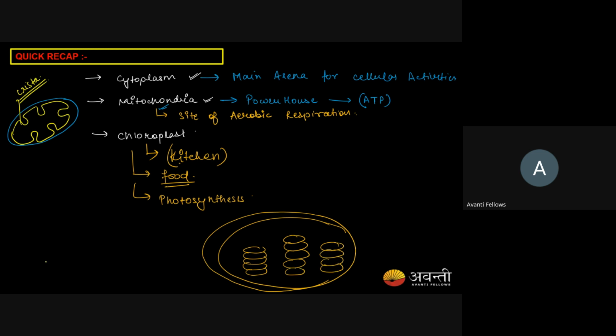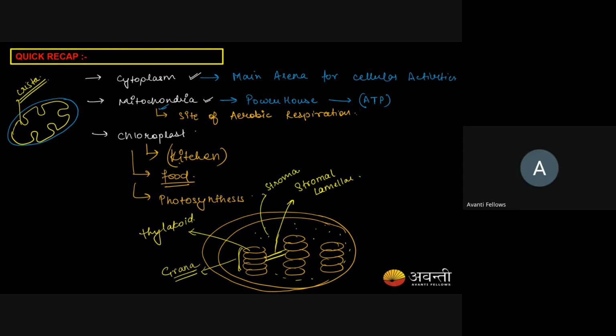These stacked structures are known as? Thylakoids. One structure is known as a thylakoid, and the entire stack is known as grana. Two grana are joined by a connection, known as stroma lamellae. And the outer environment is known as stroma, not ribosomes. Ribosomes are the protein factories.